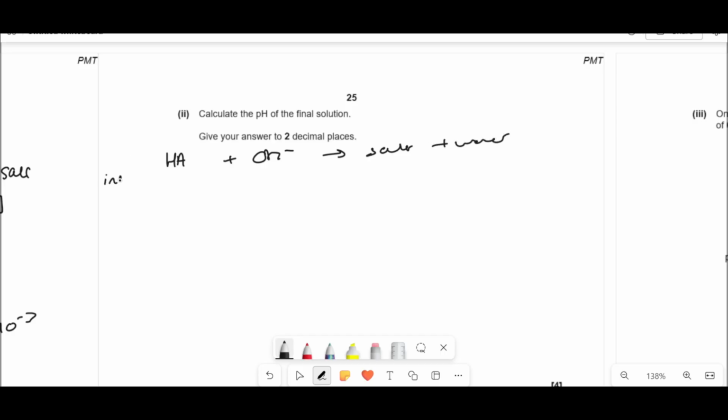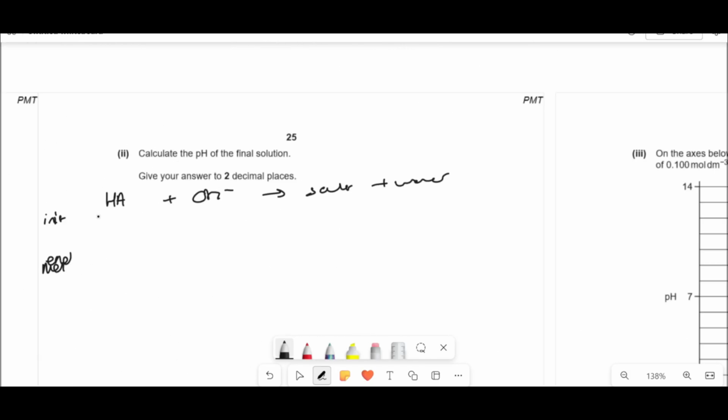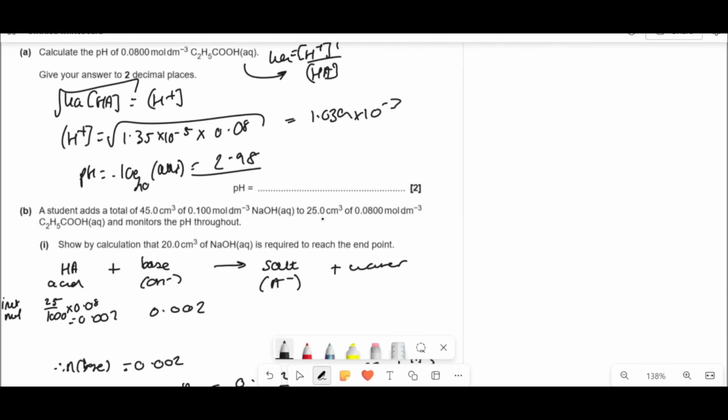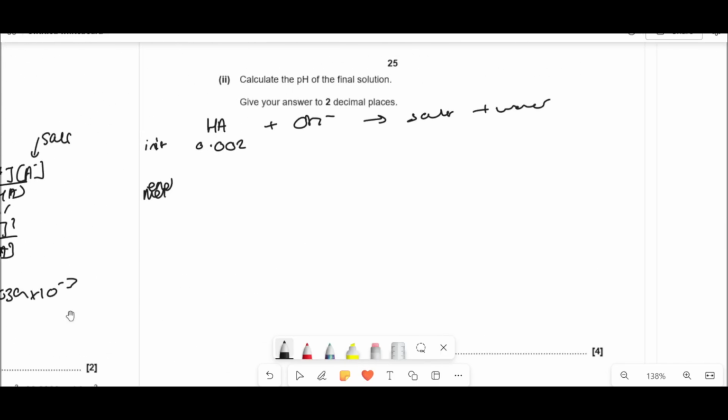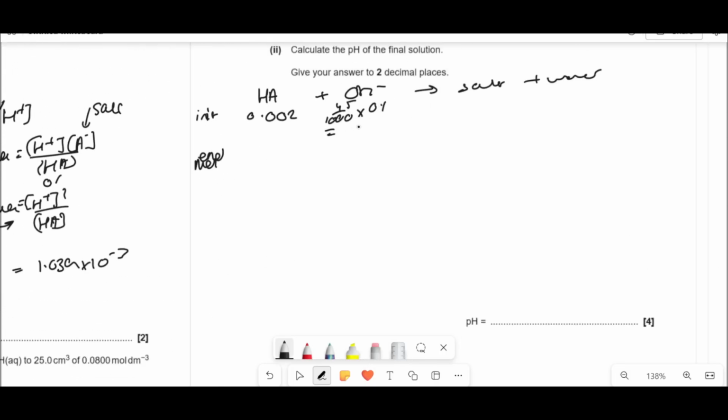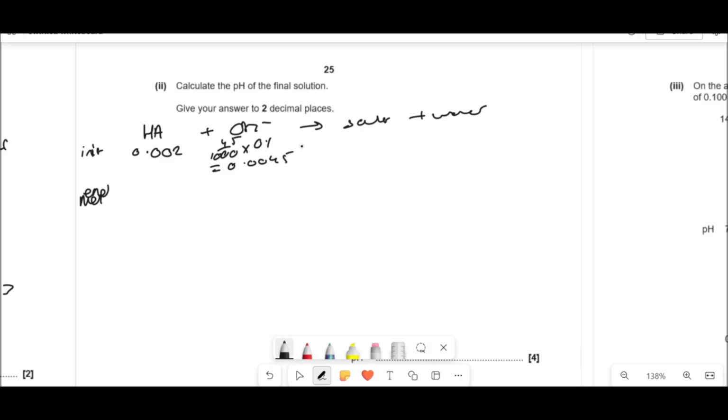Then you're going to work out your initial moles and your end moles, and use that to eventually find the pH, because you need to figure out what's happening in this reaction. The initial moles of the acid we worked out before was 0.002. Now, the moles of OH- in the final solution after they've added this is going to be 45 over 1,000 times 0.1, which is 0.0045. At the end of the reaction, just use your common sense. This is reacting with this. If they react, this is going to go down, this is going to go down, and these will go up. Now, if we do that, the amount of acid we have left is going to be 0.